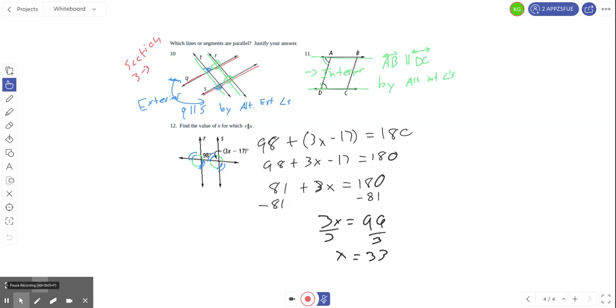I'm going to check that really quick. So it must be that 98 plus 3 times 33 minus 17 equals 180. So I'll put that in my calculator. 98 plus 3 times 33 minus 17 equals 180. And if it does, then I'm correct. And it does, so I can rest assured that I got that one right. Always check your answers. You should be able to tell whether you are correct or not.